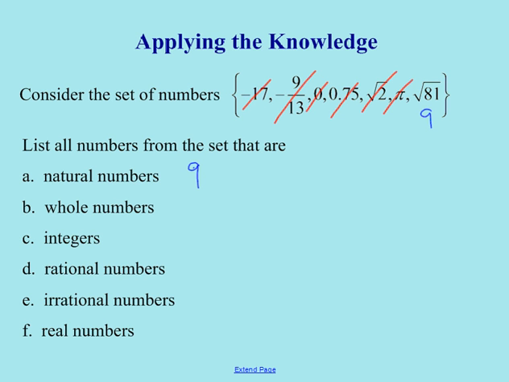All right, let's go on to whole numbers. So, negative 17. Is negative 17 a whole number? You have to think back to the definition of whole numbers. Whole numbers are the natural numbers and 0. Well, that would mean that that's not a whole number. Negative 9/13 is not a whole number. 0 is a whole number.